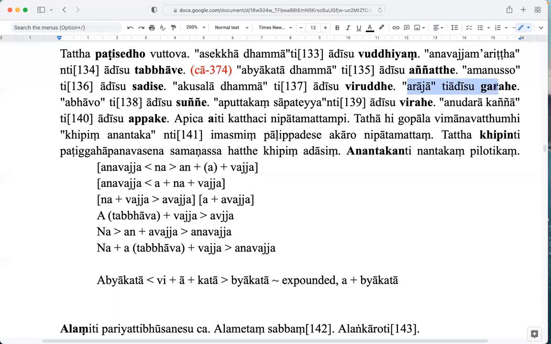And arajati and so on, garahe. Even though he is a king, he does not behave like a king. Not like a king. Arajati, garahe: a blameworthy king, araja.